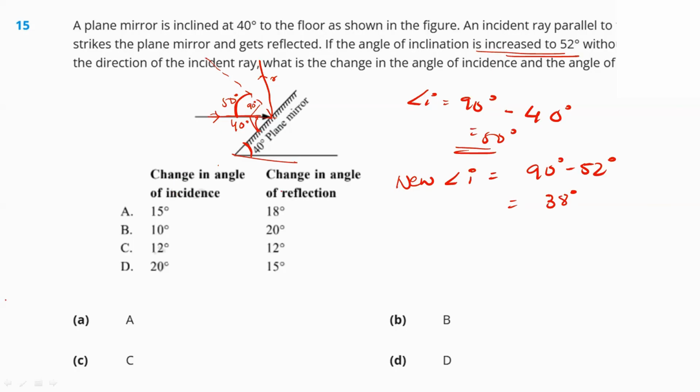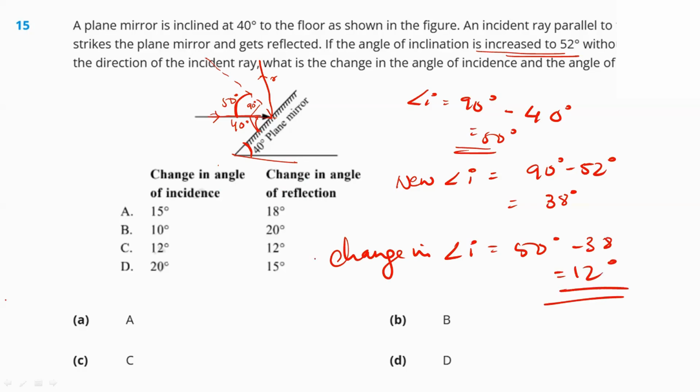Okay, so we have to subtract 90 by 52, and now the new angle of incidence becomes 38. Earlier it was 50 and now it becomes 38. So now what is the change in the angle of incidence? Change in angle of incidence, we have that is 50 minus 38, which is 12 degree. Okay, so the change in the angle of incidence is 12 degree.